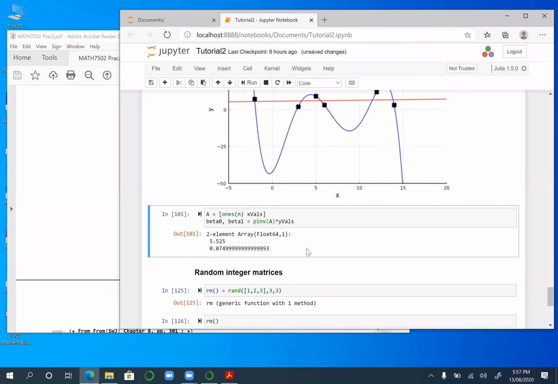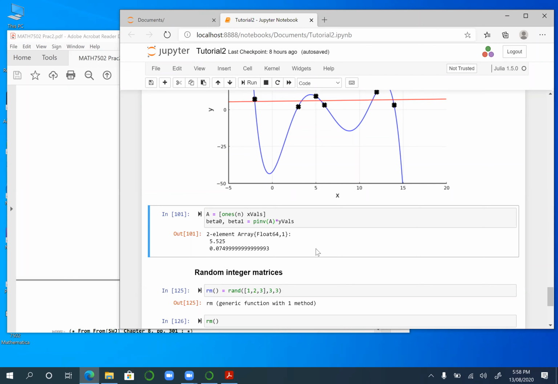Now, what it also does is it allows you to do a least squares fit. Because when you have the pseudo inverse times your y values, it's kind of like taking A inverse times the vector B, and you would get the answer to AX equals B. But in general, it gives you a best fit. And that is least squares.